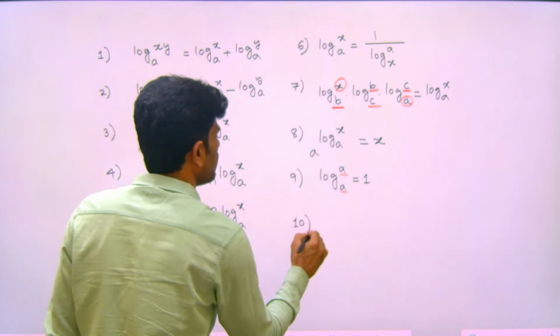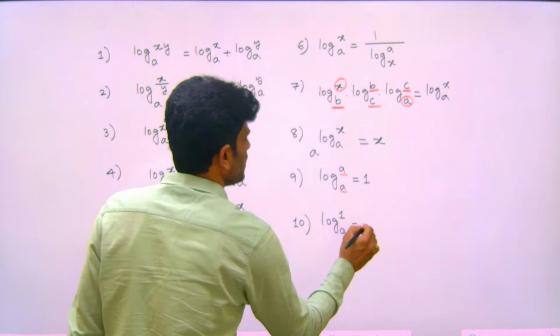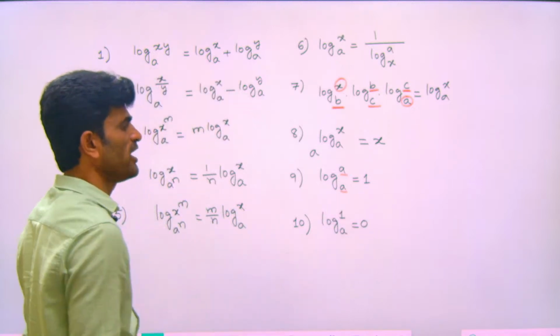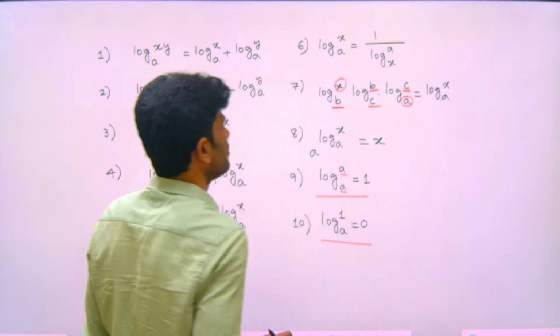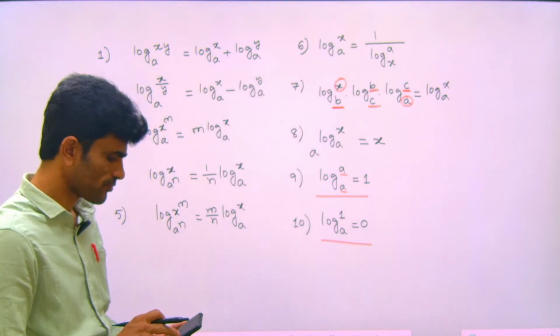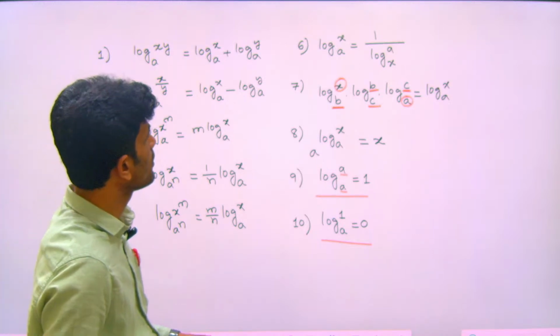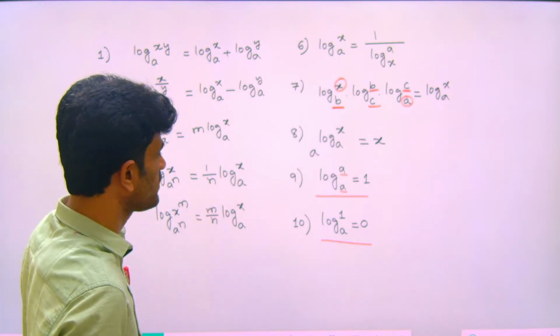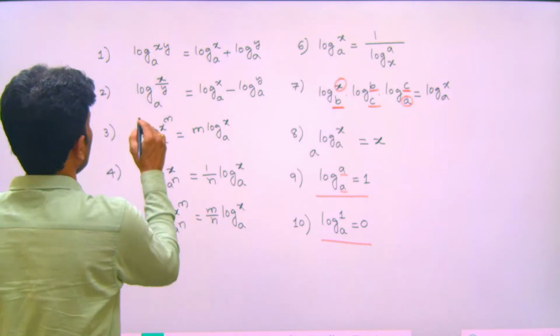Similarly, the last one, log 1 to the base a is 0. Log 1 to any base is 0. These two also you have to remember. So try to note down these rules. If these are done, we will discuss some problems related to the power law today.